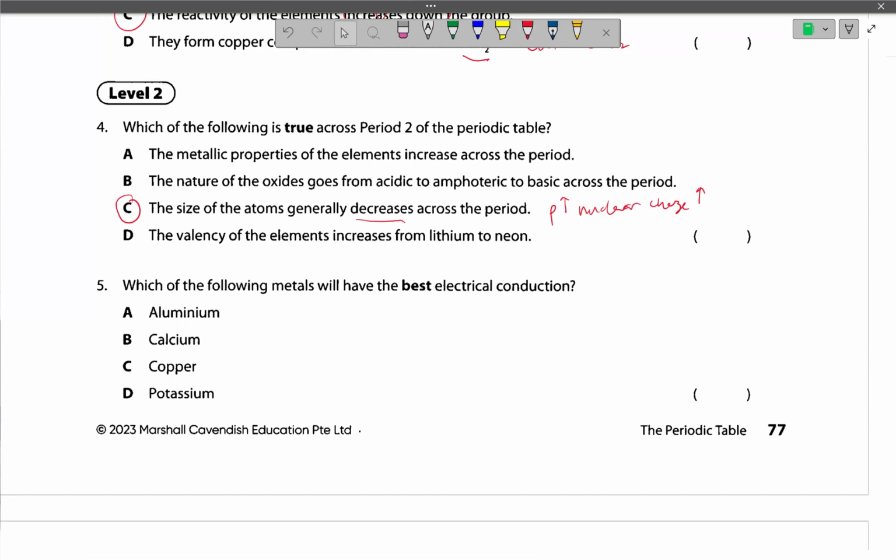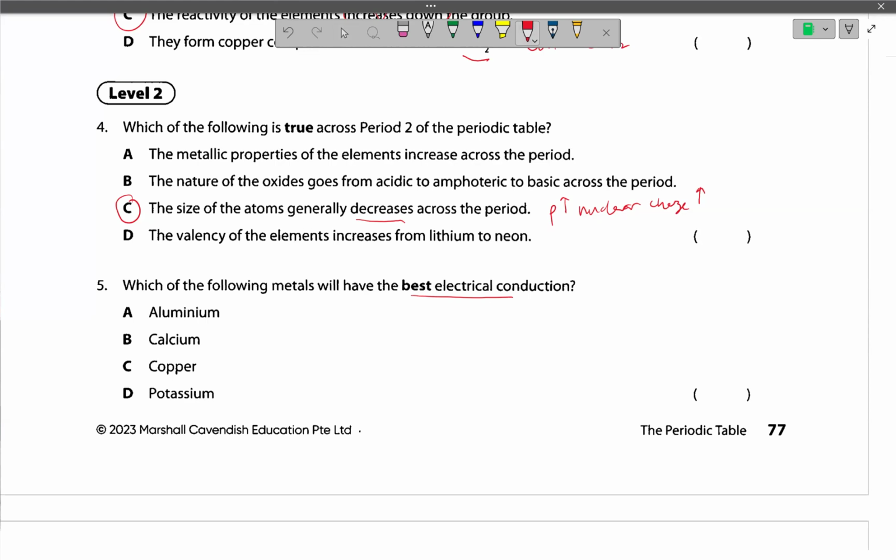People who don't study physics probably don't really know this very well, because electrical conduction has to do with the electrons that are moving. So down here, we're looking for the best electrical conductor. Aluminum has the higher charge, but for the best electrical conductor, usually they are transition metals. Transition metals can also lose the inner electron.